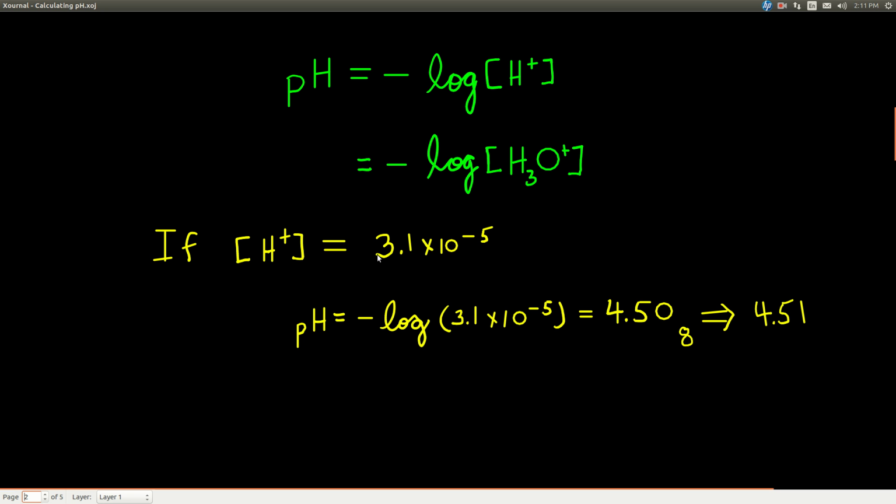When you take the log of a number, once you've taken the log, any digits to the left of the decimal don't count as sig figs. So we had 2 sig figs here, so we have 2 places past the decimal when we take the log.